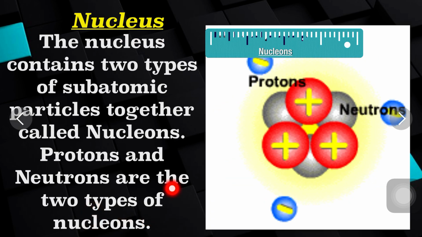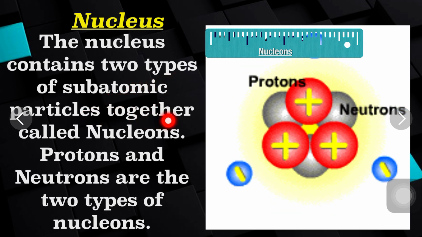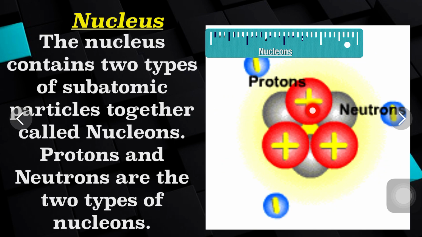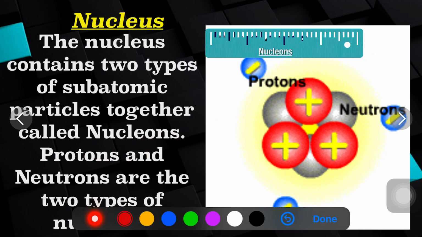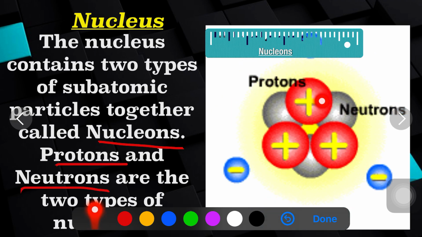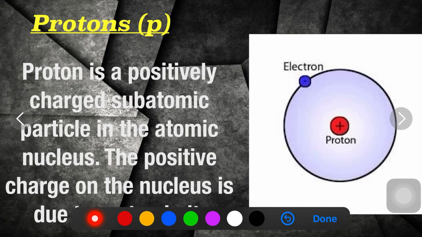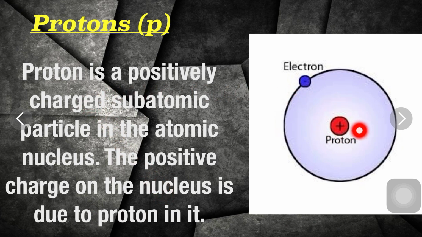Inside the nucleus, there are two types of subatomic particles, and together they are called nucleons. What are they? They are protons and neutrons. The first subatomic particle of the nucleons is the proton. Students, a proton is a positively charged subatomic particle in the atomic nucleus. The positive charge on the nucleus is due to the protons in it.